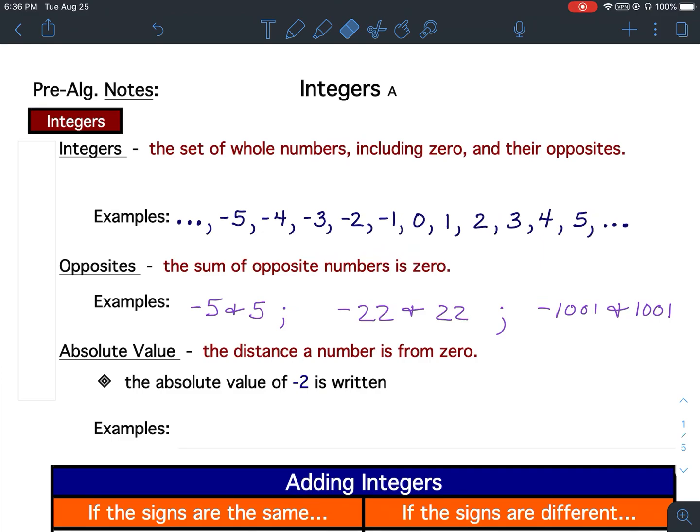Absolute value. You've learned about absolute value before. Absolute value is the distance a number is from 0. So how far is -5 from 0? How far is 3 from 0? That would be your absolute value. Now, if you remember from science class, you should have learned that distance is never negative. So when it says the distance a number is from 0, this answer can never be negative. So take a moment, turn your paper sideways, and write down: distance is never negative.